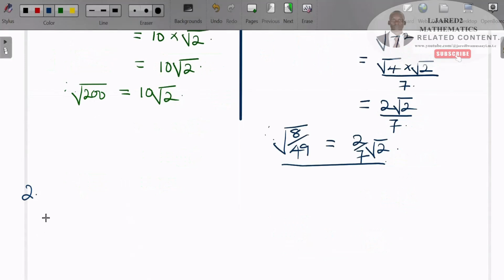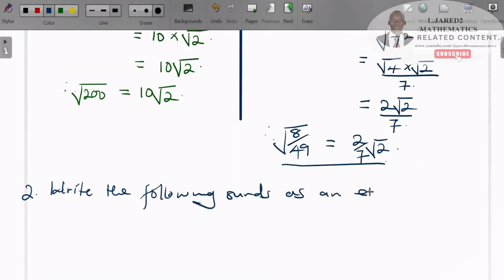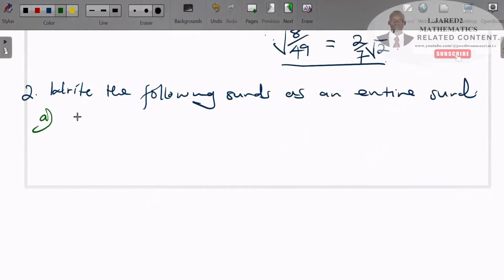Number 2, we have to write the following surds as entire surds. So now we are going to change the mixed surds, take them back to simple surds, such that the whole real number is under the square root. We can have part A. Let's begin by having this.